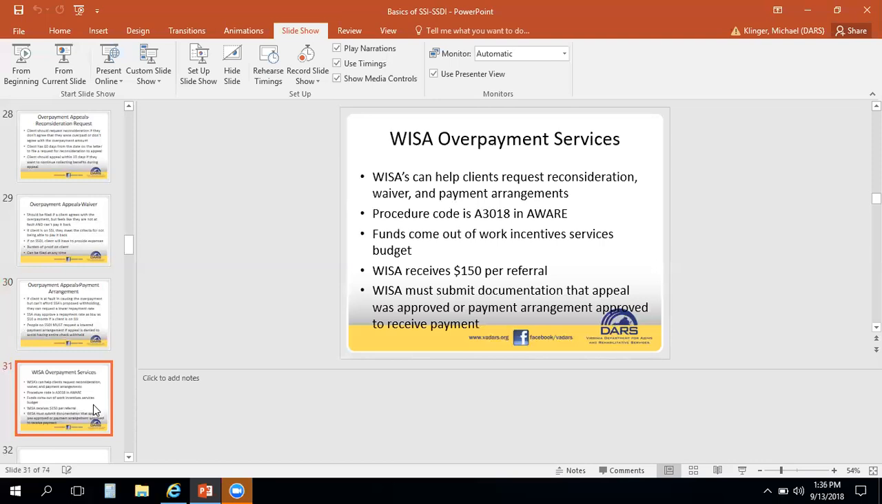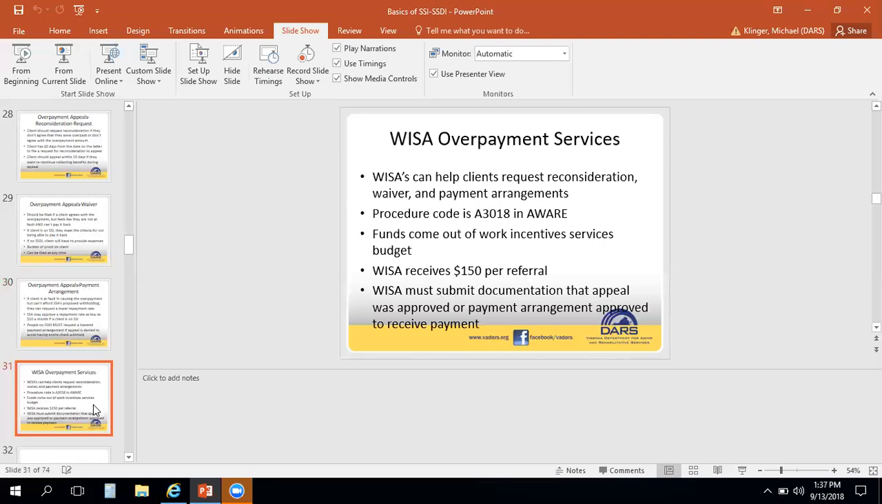All right, so that's just an overview of SSDI overpayments and how those work. I wanted you to really get the basics of the ins and outs of overpayments, because overpayments are a big barrier for people when they're going to work, especially if they haven't worked very much in the past. If a client's working and they're not really sure about their reporting responsibilities, or if they report late and they get that overpayment letter, that's very scary for people.